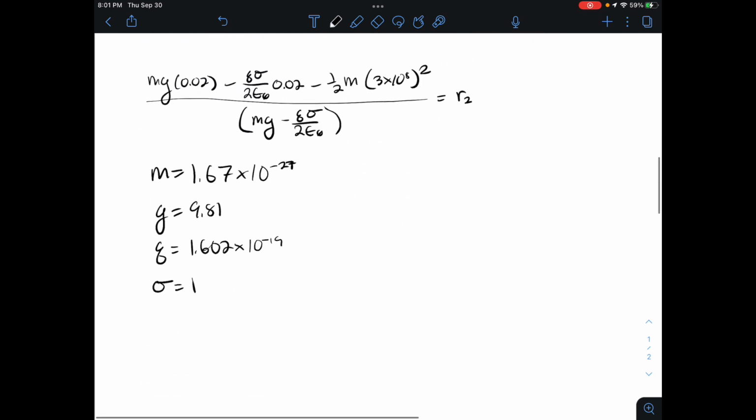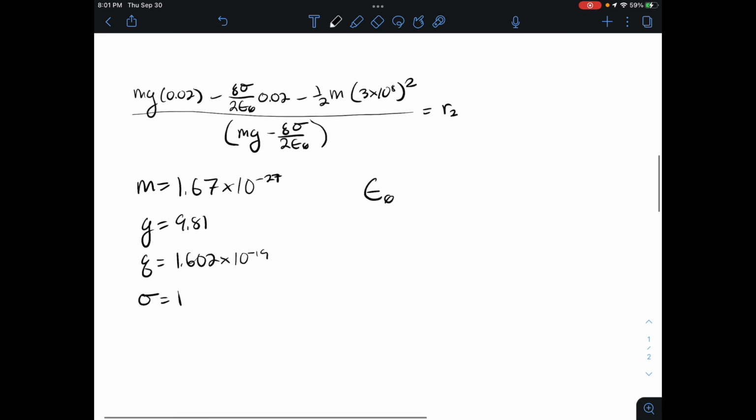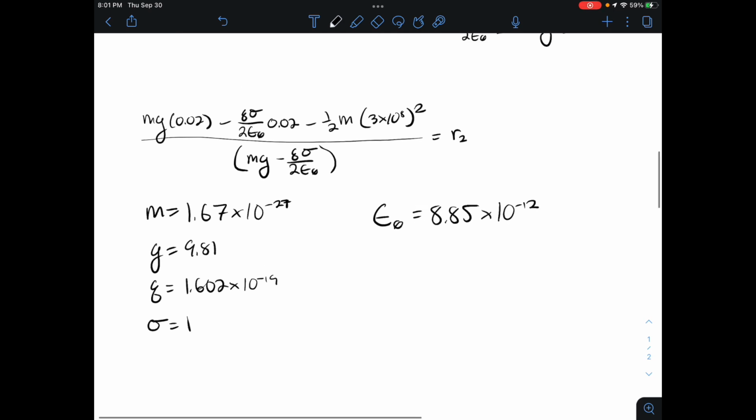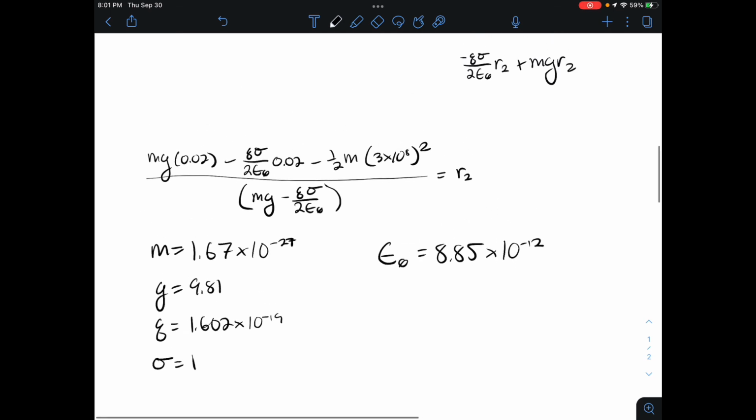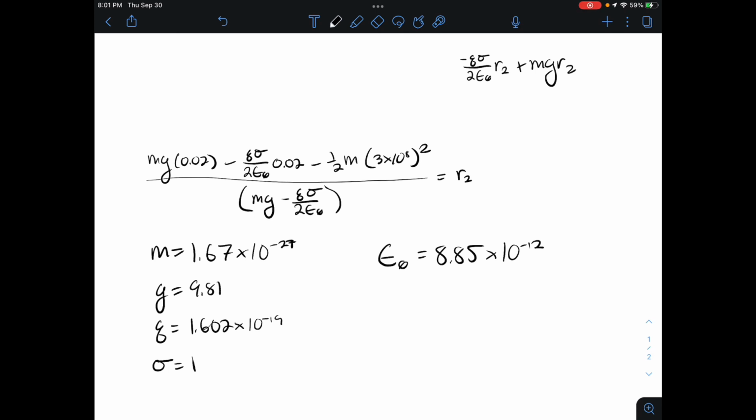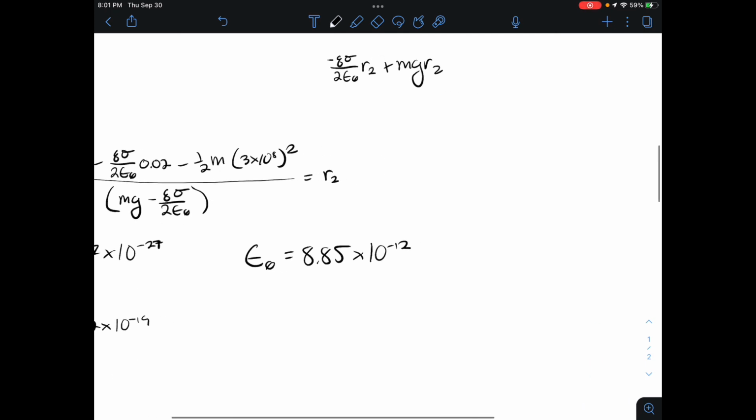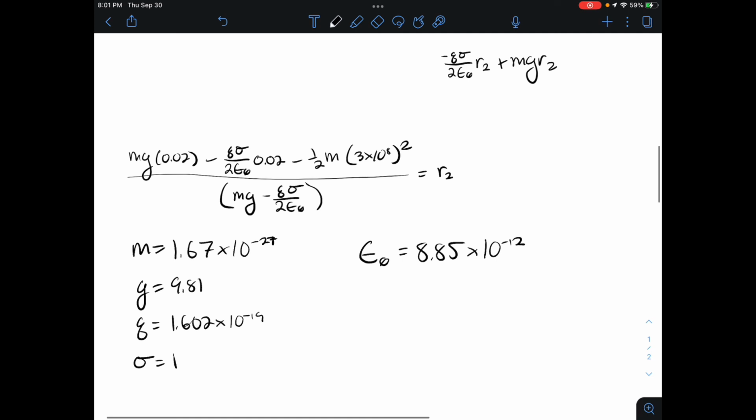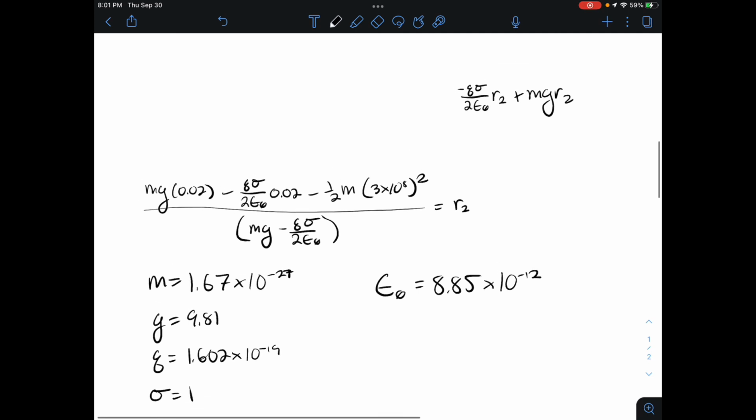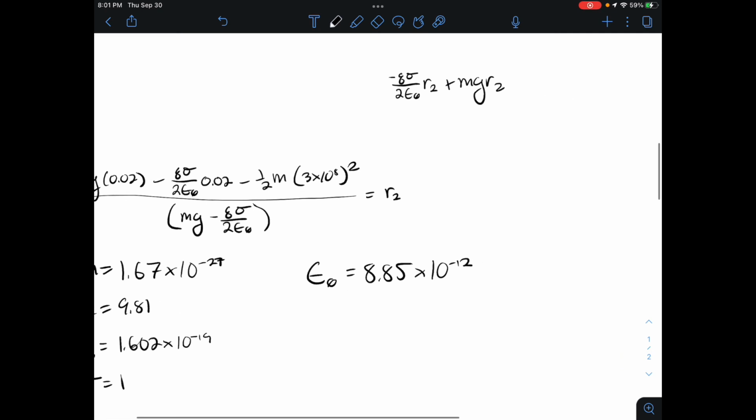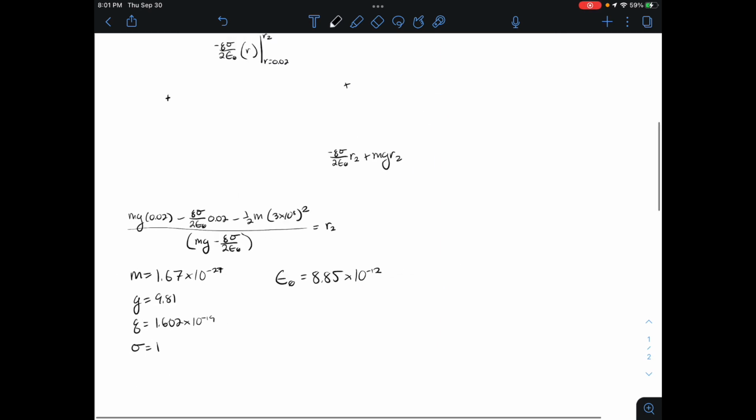Then we have our epsilon naught, which is obviously the constant 8.85 times 10 to the negative 12th. And that's all of our variables in there. Everything else is just numbers. So you're going to punch all this into your calculator, and you're going to get the answer for R2. The answer you get, since we kept all of our units consistent, is going to be in meters. So I think all the answers on Kudu are in centimeters. So you just convert that into centimeters and make sure you have the right units. And that's just going to change your order of magnitude.